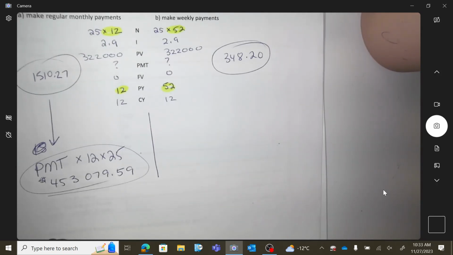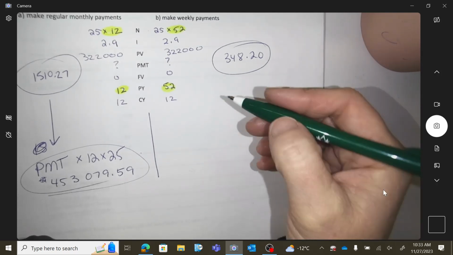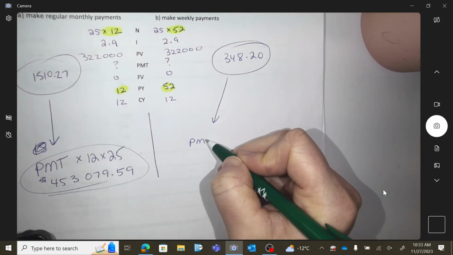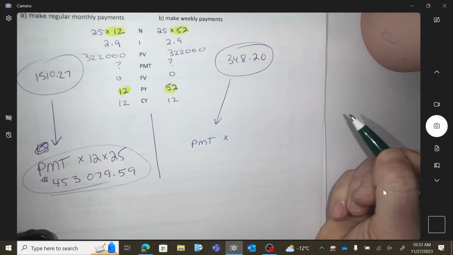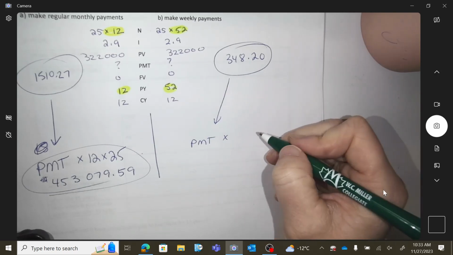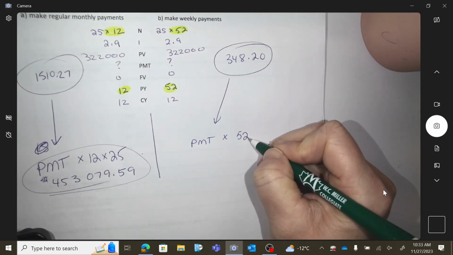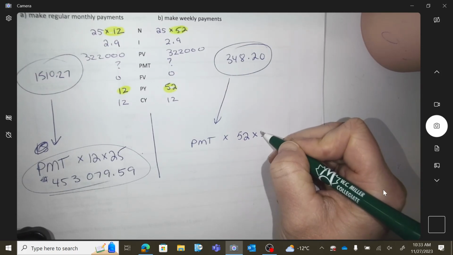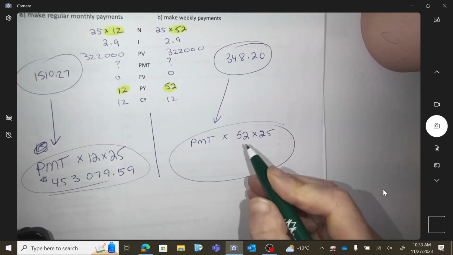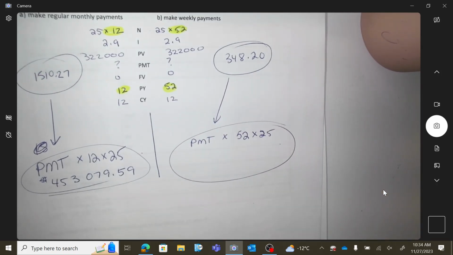Okay, that's your number, but don't forget that's every week that you're doing this, so that's a good amount, right? That would be pretty low if it was a monthly payment. So what are we multiplying it by? Every week for 25 years, right? Every week for 25 years.